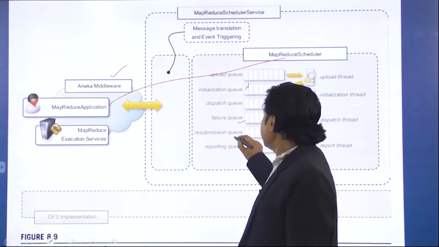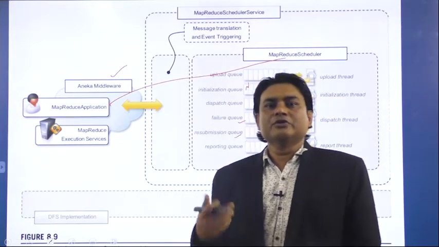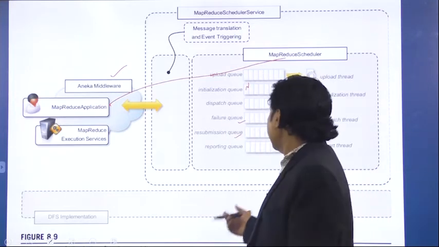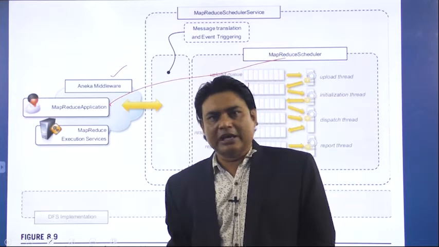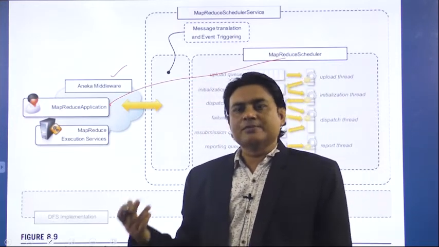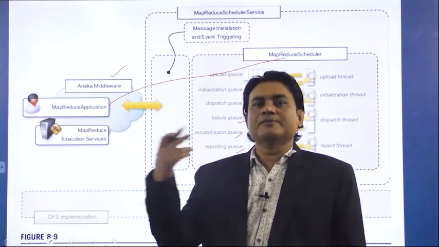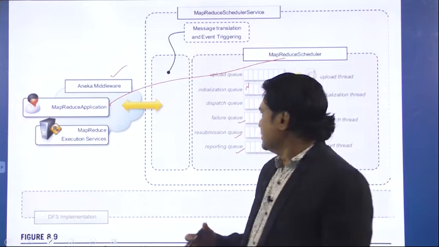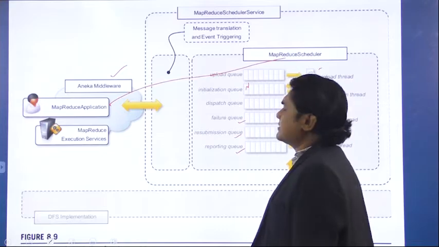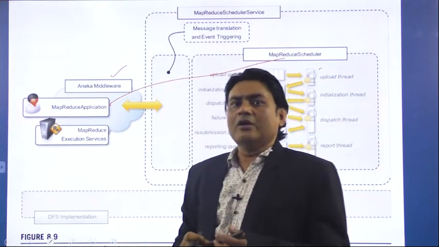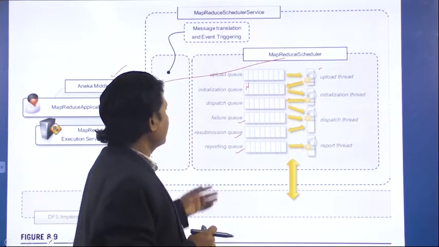And then the resubmission queue. It means we have to resubmit. Once the job has failed, we have a chance to resubmit the same job once again. And the reporting queue is going to report all kinds of execution: how many jobs have been executed, how many jobs were successfully executed. So it is going to generate a kind of analysis report of how many jobs have already been executed successfully. This kind of queues will be maintained by the MapReduce schedulers. These are also called the scheduler queues.